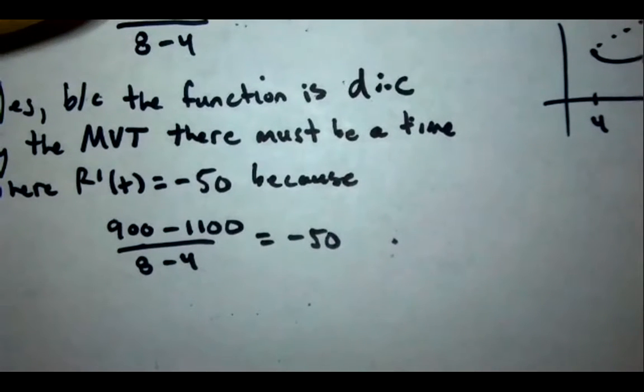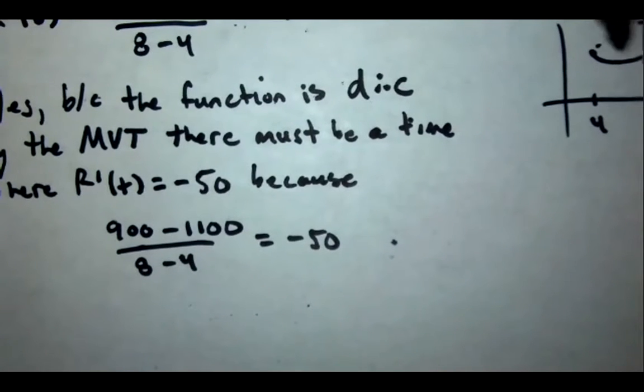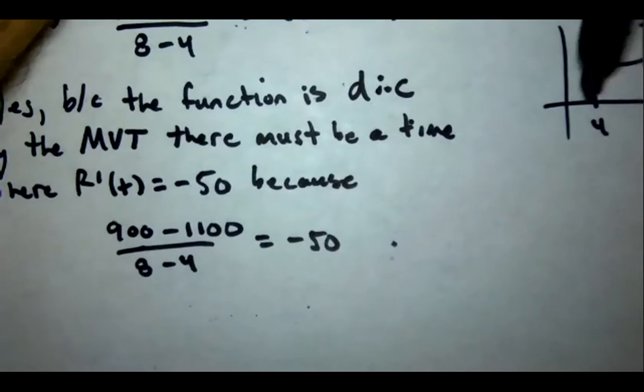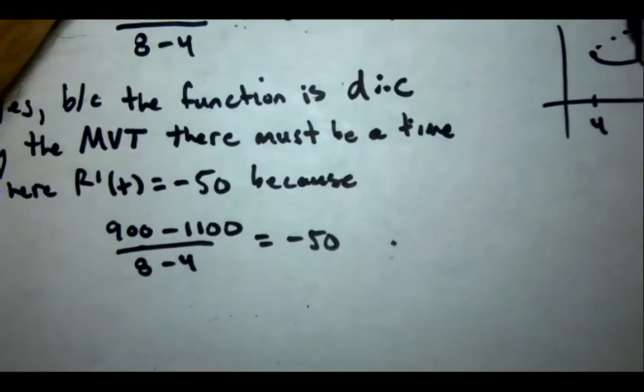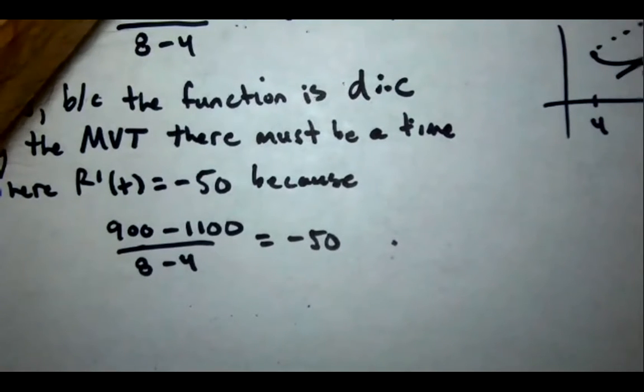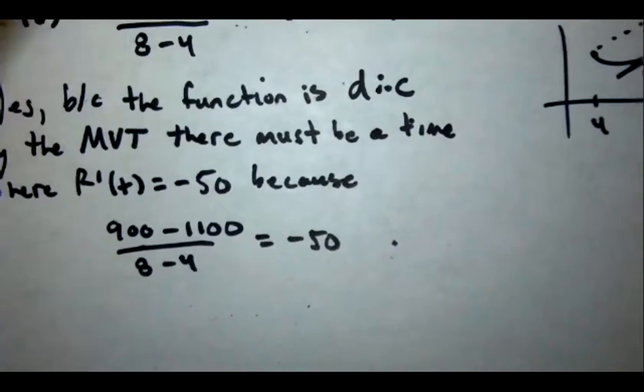Will the regular slope normally be...? No, I don't think that's ever going to be the case, Caroline. Normally they give you something completely different. That was a coincidence. So if the regular slope is -50, is there a time somewhere between 4 to 8 such that the tangent slope is also equal to -50?